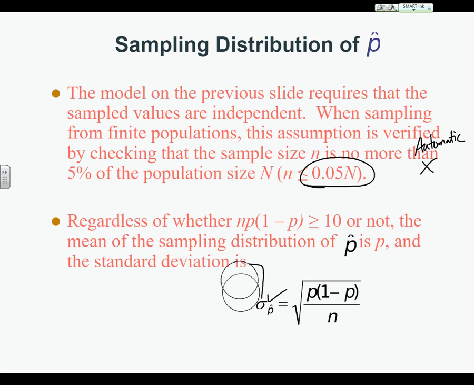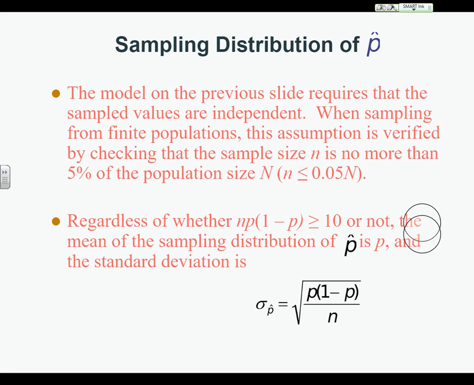Don't worry too much about this slide. I talked about it in the last video, and I wish I didn't. Pretty much it just says you have to have independence and a large sample. And whether you have a large sample or not, this standard deviation is going to hold true. So nothing we're really going to worry about this year.